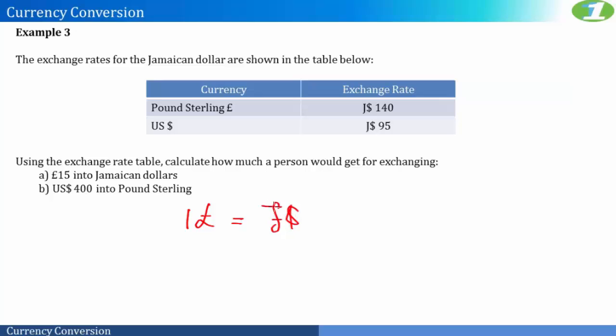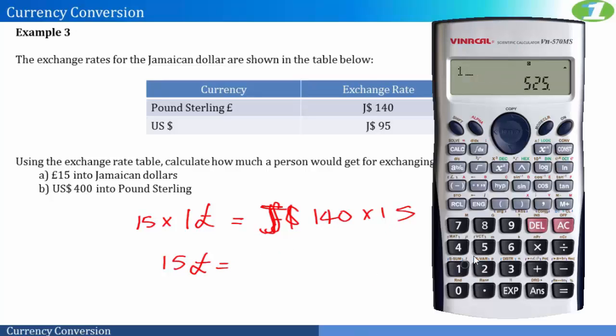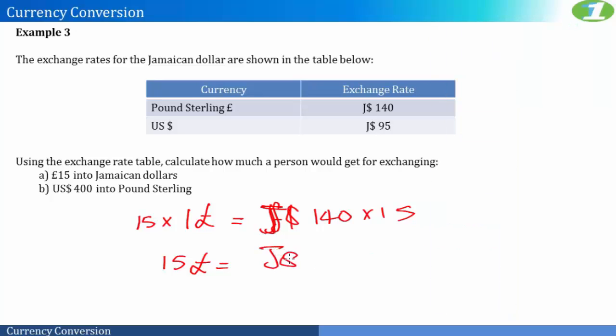So this is 140 Jamaican dollars, and therefore, if I have 15 pounds, all I need to do is multiply by 15. So I will get 15 pounds being equal to 15 times 140, which gives us 2,100. So this is J$2,100. So 15 pounds equates to J$2,100. Now it asks us to find US $400 in pound sterling.